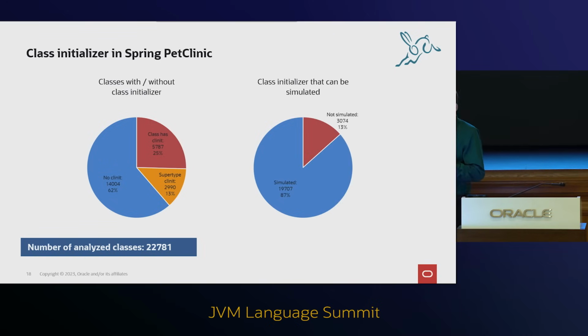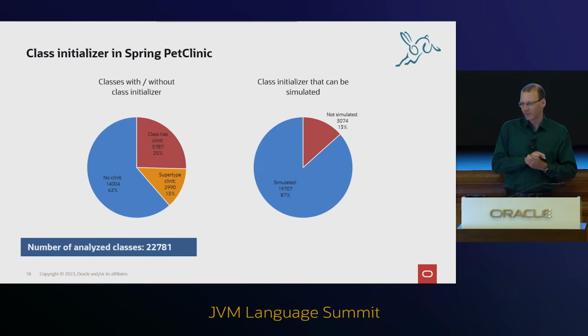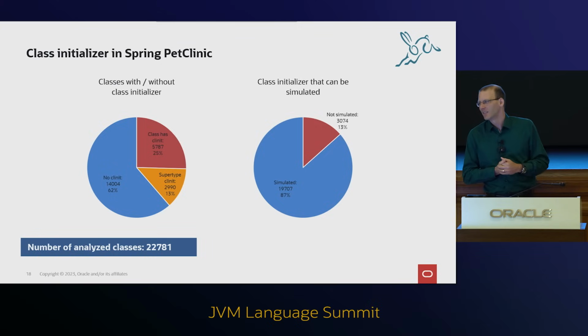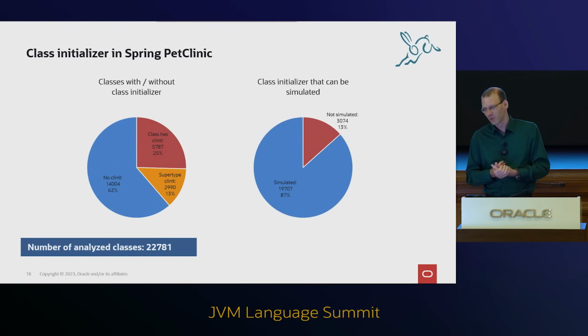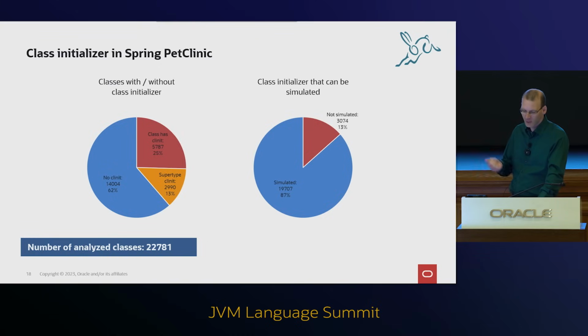Most of them, about two thirds of these classes with class initializers, can be simulated, and about 3,000 classes are left that cannot be simulated. You can say, well, not too bad: you have a very large application and only 3,000 class initializers. Or you can take the glass-half-empty look and say, well, 3,000 classes actually have class initializers that are non-trivial and I really need to do something. I would like this number to get much lower in the future. But now we can look at what these 3,000 classes are actually doing.